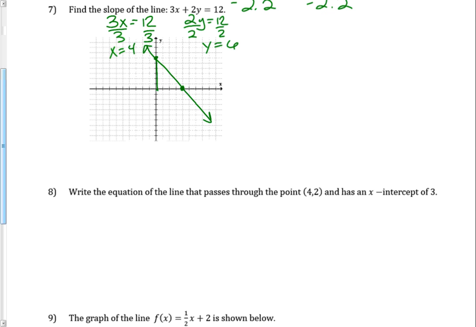So I can look at the rise and the run. We've got a rise of 6, a run of 4. It's going downhill, so it needs to be negative. And I'm going to simplify to get negative 3/2. That's one way to solve this problem. The other would be to convert it.